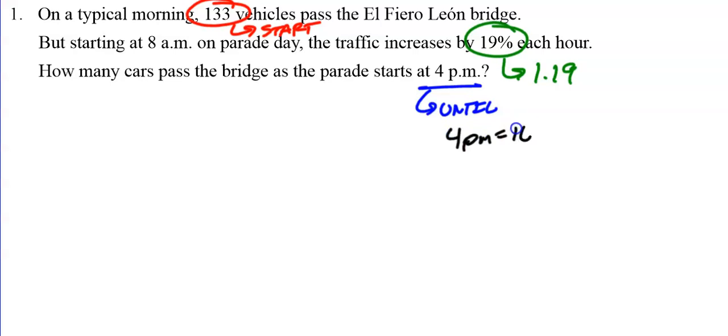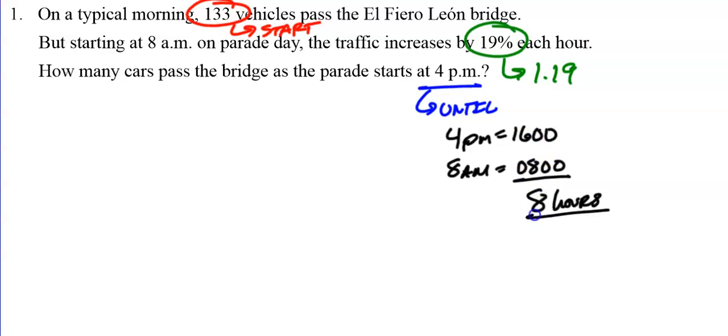Is 1600 hours military time? 8 a.m. is 0800. So that's a total of 8 hours. So there we go. Now we know what our time is, how long it is.